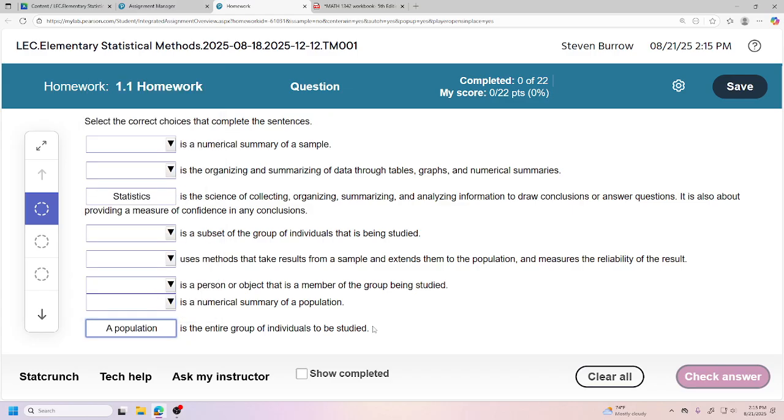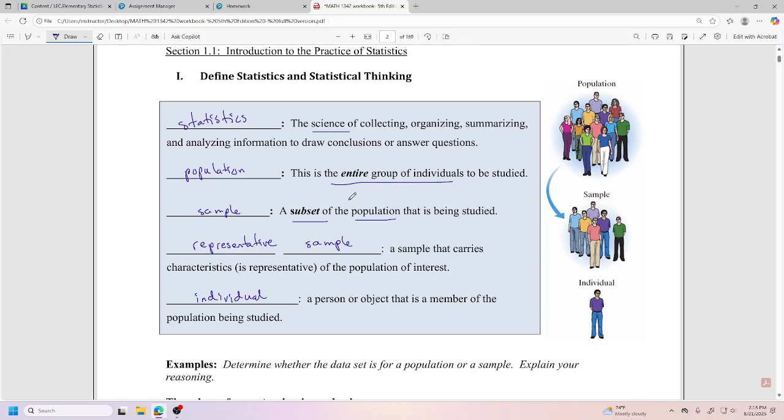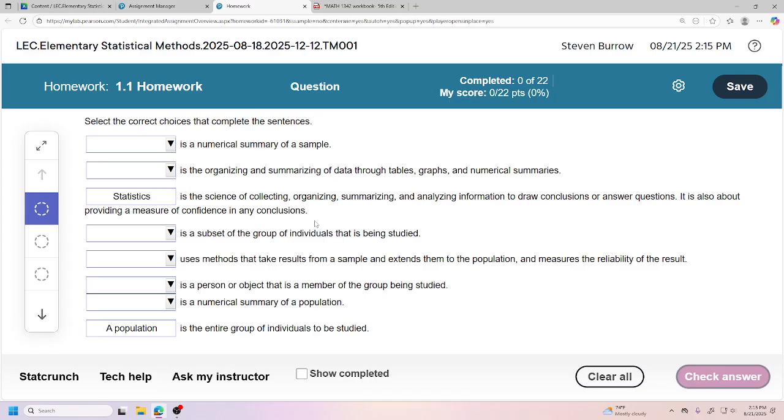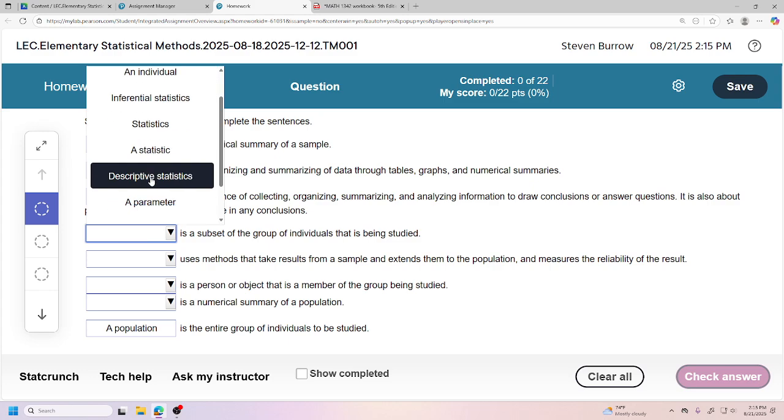This is how I would recommend doing it. We have a big list of things. It's all over the place. It's scattered, but it's like a training ground. A numerical summary of a population, a person or object or member being studied. I'm looking for this subset of population. I want to see that subset of population, subset of the group of individuals being studied. Is that good enough? You think that's sample? I'm going to call it sample.